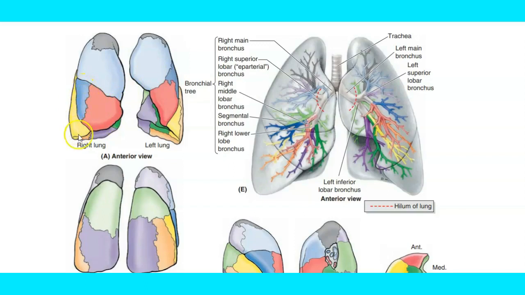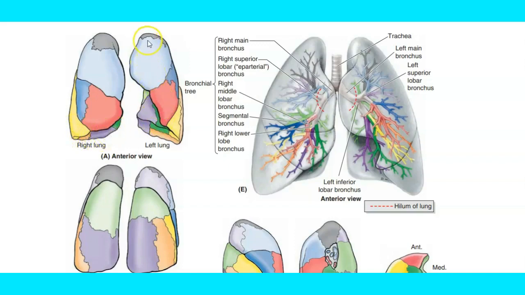Then what do you find in the inferior lobe? You're going to find more of the anterior segment here, then a little part of the medial segment, a little part of the posterior segment, and a little part of the lateral basal segment. These are basal segments. So this is the anterior basal, this is the medial basal, this is the lateral basal, and this is the posterior basal. No, this is the lateral basal and this is the posterior basal.